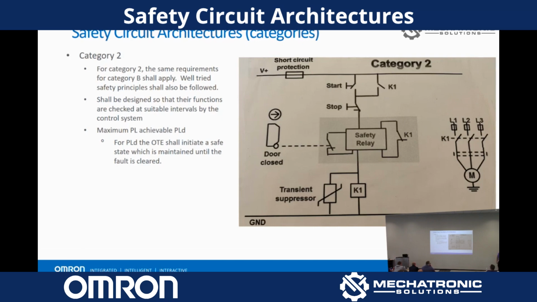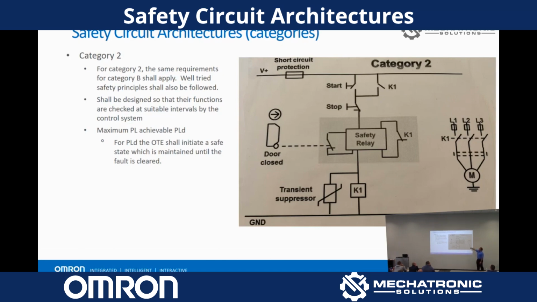Any idea what that's doing? Making sure all the conditions are met. Yeah, exactly. Making sure all the conditions are met. Spot on. It's monitoring things. So what is it monitoring? It's monitoring this input, okay? And it's monitoring this output, which, by the way, is an auxiliary contact taken off of this contactor that controls the power to the hazard.